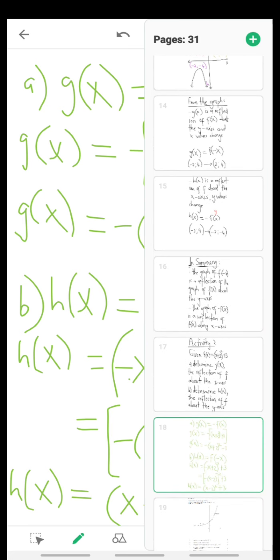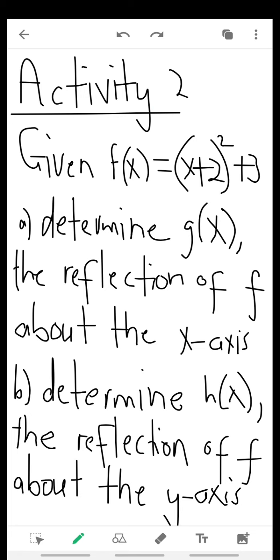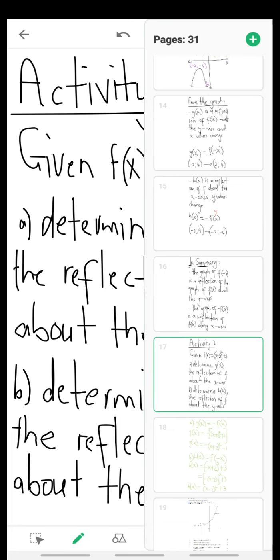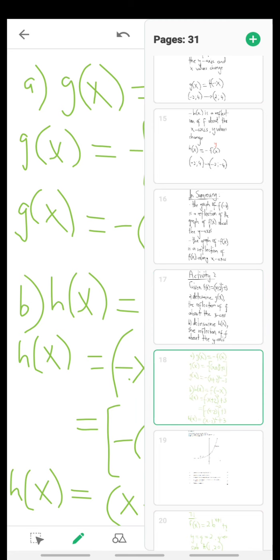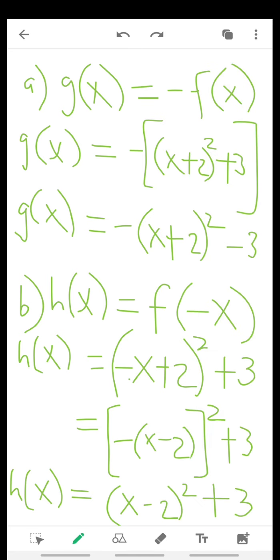And then now, let us go to B. They are asking us to find h, which is the reflection of f along the y-axis. So if we are reflecting along the y-axis, what's going to change? Our x values. So that means h will be equal to, now on f where there was x, now I'm going to put a negative x.